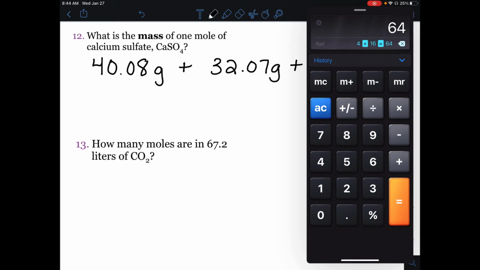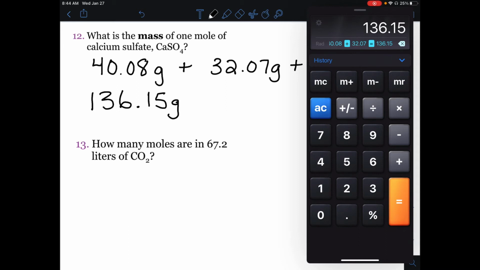I get 64 from the oxygen, plus 40.08 plus 32.07, which gives me a molar mass of 136.15 grams. That's how much 1 mole of calcium sulfate will weigh.